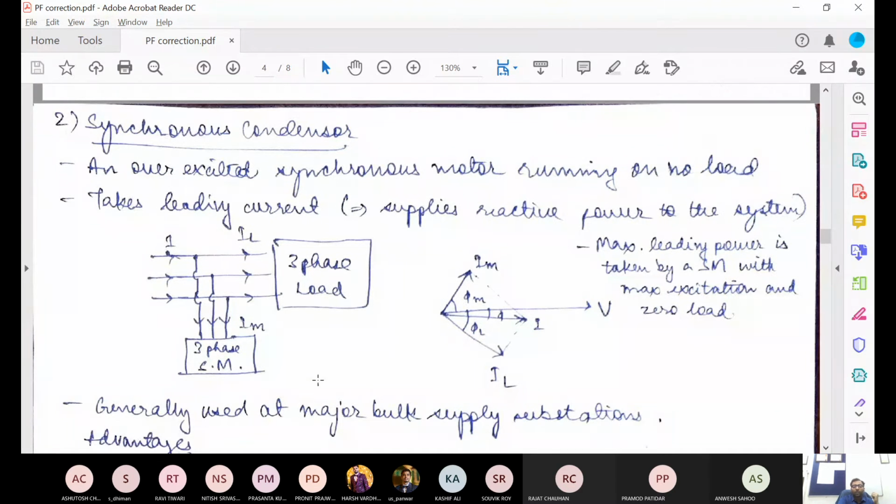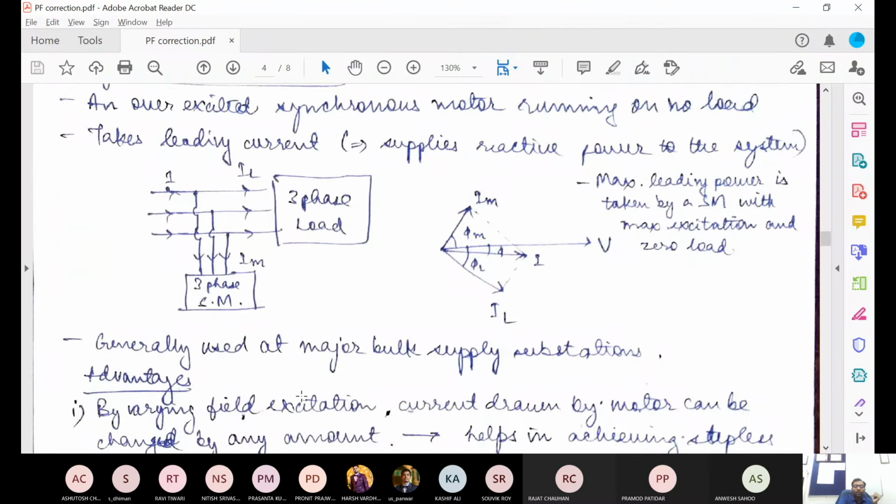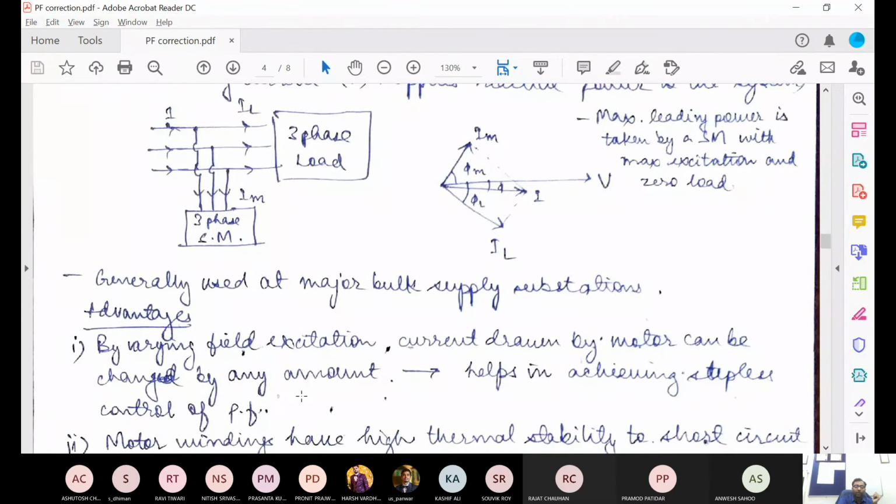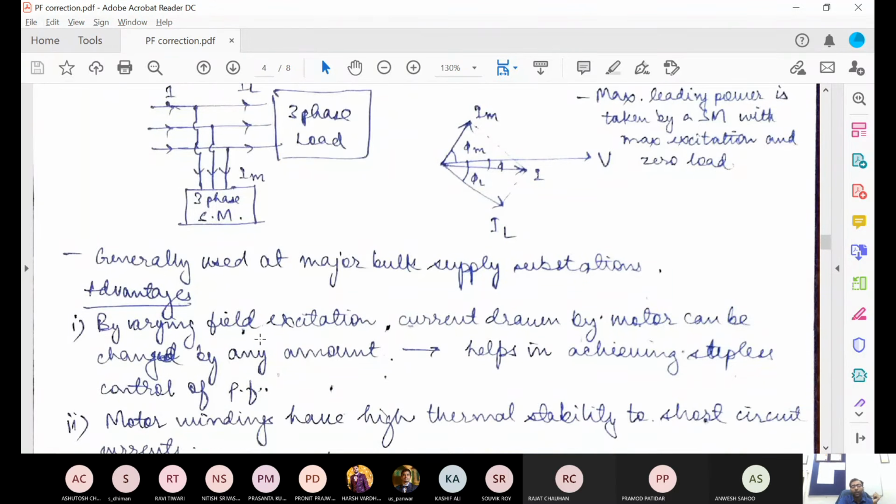And this option is not very common because of several reasons. We'll look at the advantages and disadvantages, but it is usually used only at major bulk supply substations, and not at smaller substations, and many times at the generating end also. So let's look at the advantages first. By varying the field excitation, the current drawn by the motor can be changed by any amount.